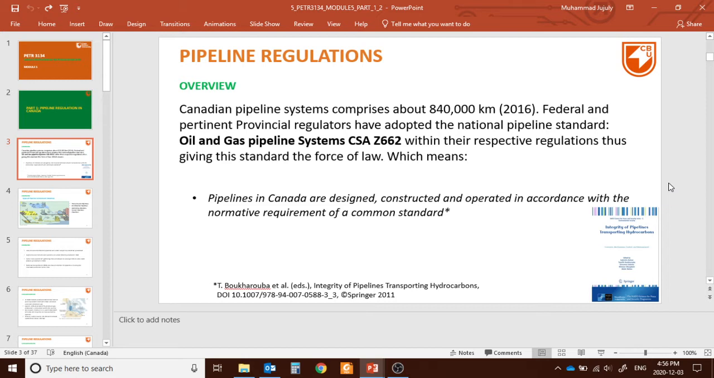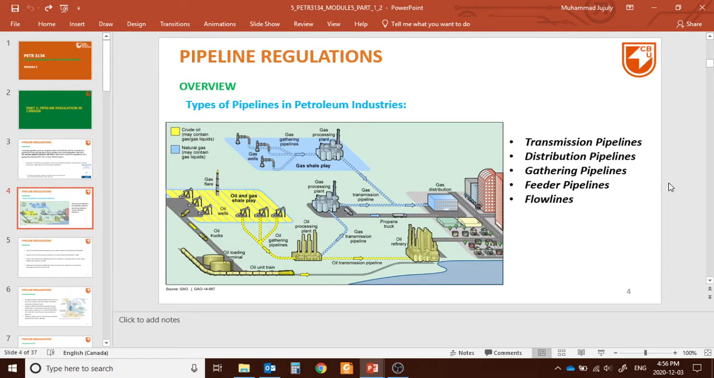The pipelines in Canada are designed, constructed, and operated in accordance with the normative requirements of the common standard, which is CSA Z662. So let's learn about the different types of pipelines we have: the transmission pipeline, the distribution pipeline, and the gathering pipeline. These three are the main types. Transmission, distribution, and gathering.